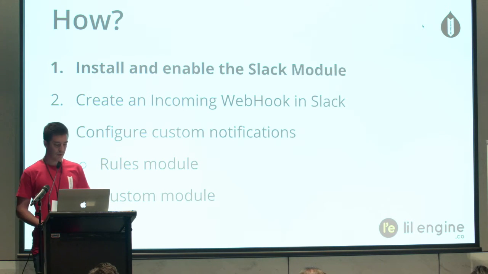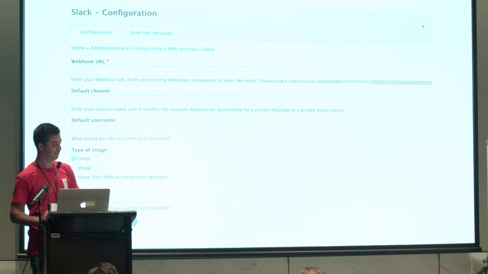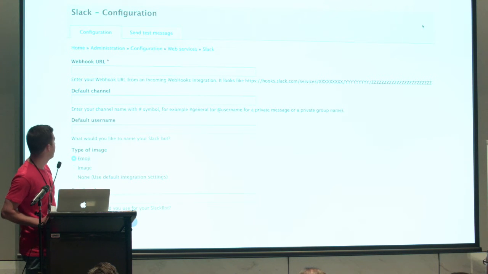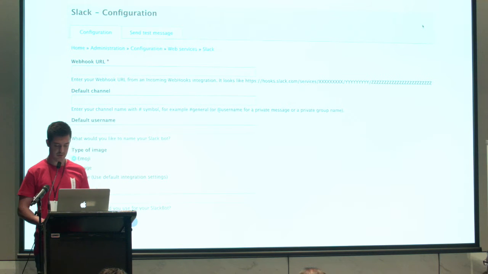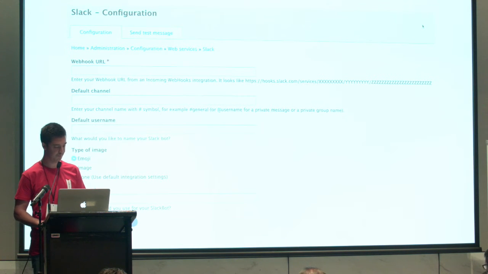So firstly, let's look at installing and enabling the Slack module. This is the configuration page after you install the module. Pretty simply, it asks you to put in your webhook URL, channel of where you'd like the notification to go, username of the bot, and you can also set an emoji or image to come through as the avatar.